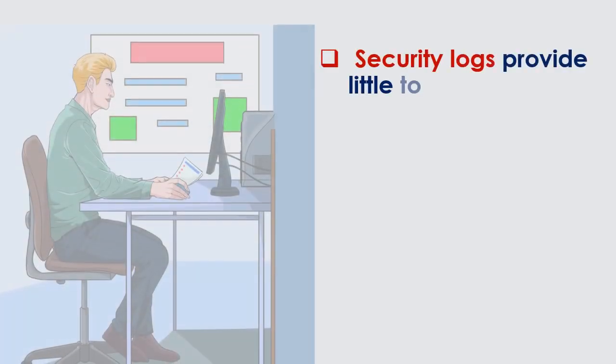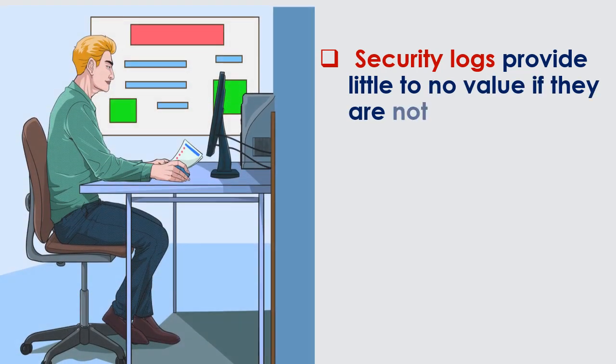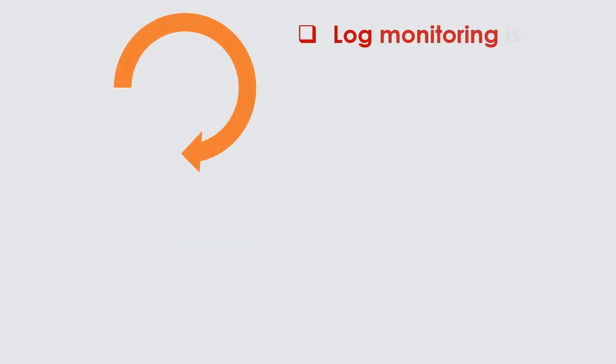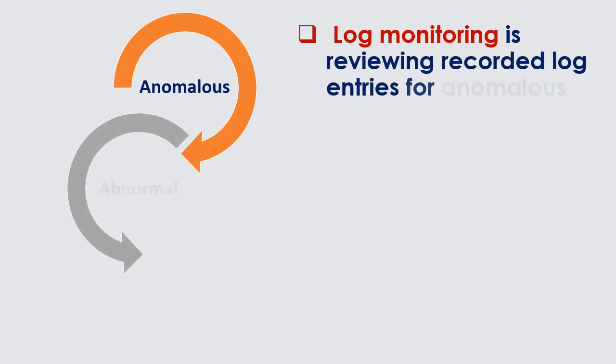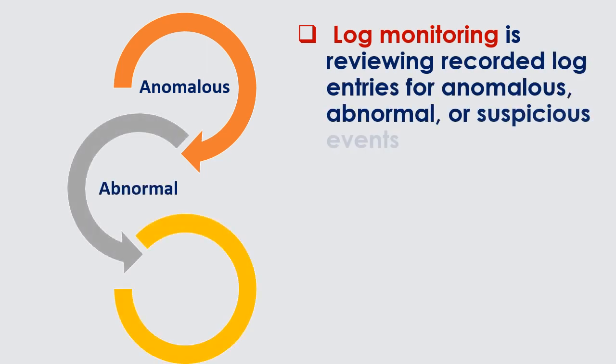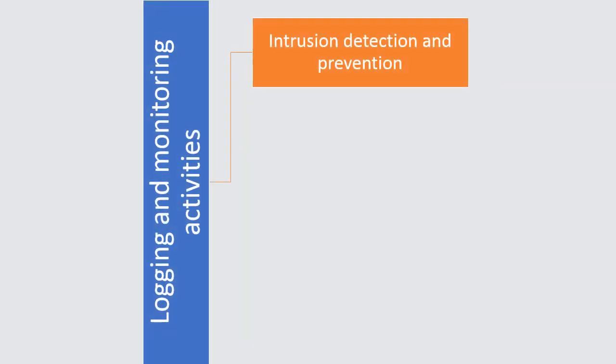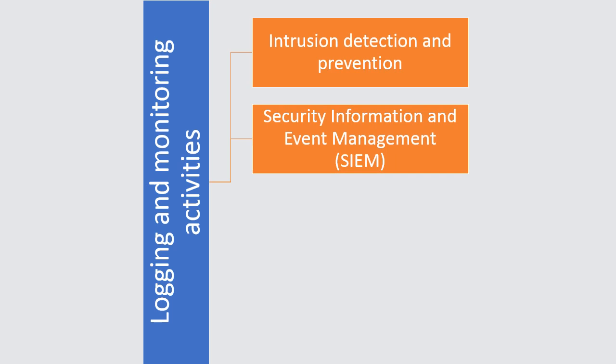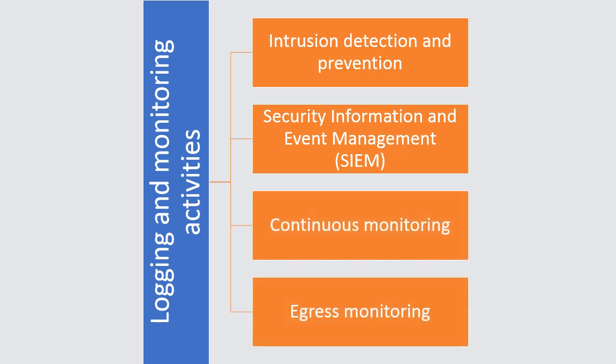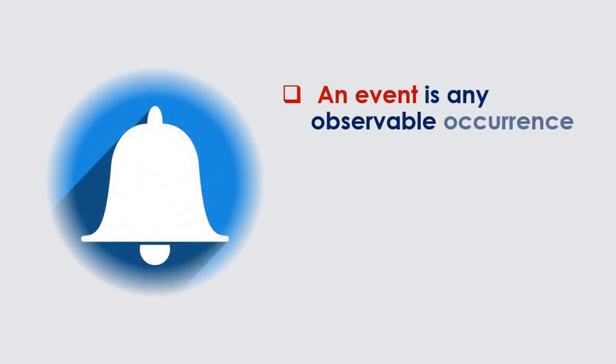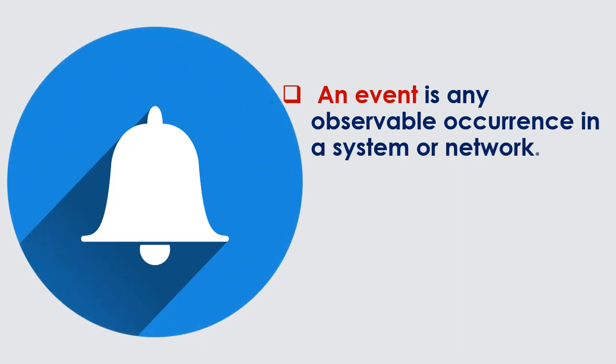Security logs provide little to no value if they are not monitored. Log monitoring is reviewing recorded log entries for anomalous, abnormal, or suspicious events. Logging and monitoring activities are intrusion detection and prevention, security information and event management, SIEM, continuous monitoring and egress monitoring. An event is any observable occurrence in a system or network.